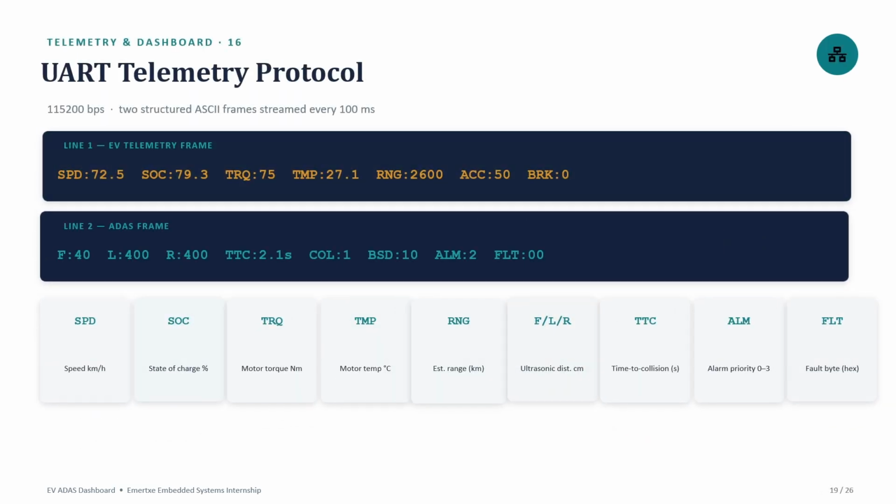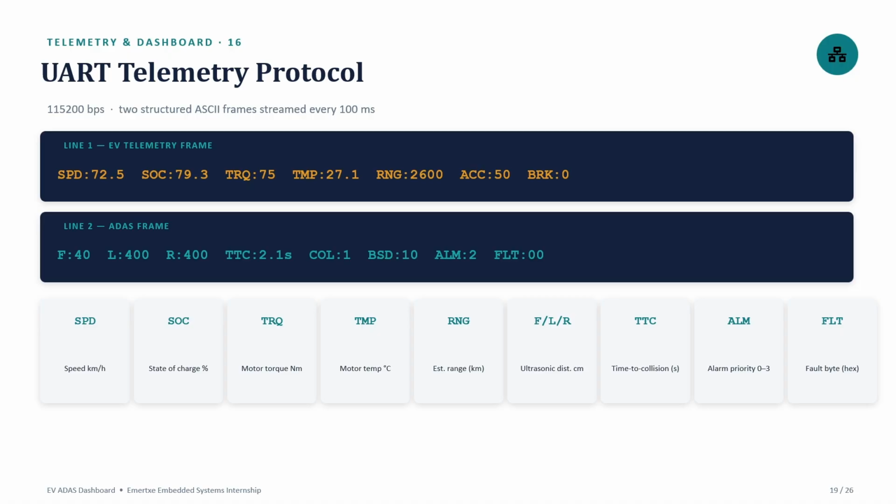Next, we have the UR telemetry protocol. It's kind of the mouth of the whole system, which tells the current conditions of the car to the simulator. As we can see, the UR telemetry protocol has two lines. One line gives all the necessary data to run the EV system, like speed, state of charge, torque, motor temperature, acceleration, brake.